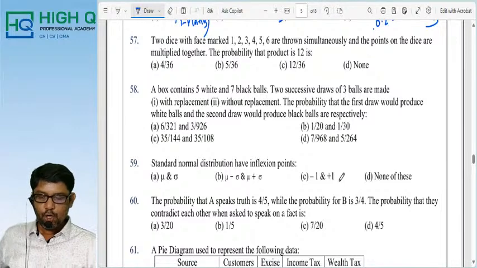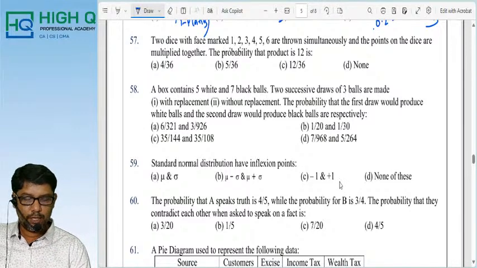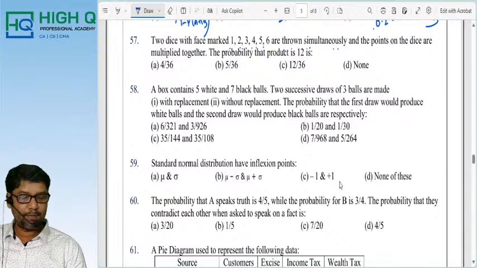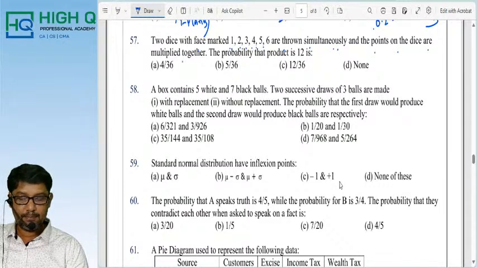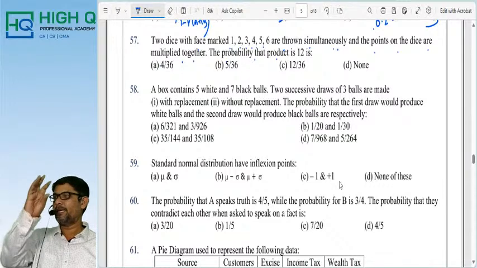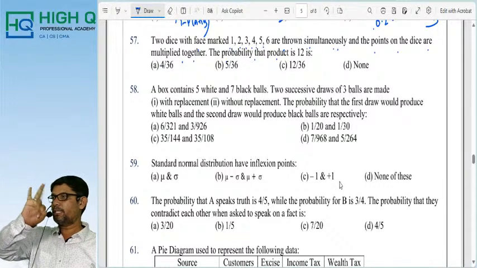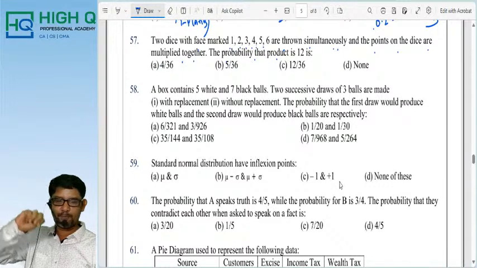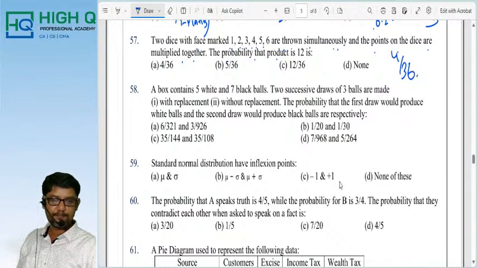Next, 2 dice with face marks 1, 2, 3, 4, 5, 6 are thrown simultaneously and the points on the dice are multiplied together. The probability that the product is 12. Very simple, my dear. 3, 4, 4, 3, 6, 2, 2, 6. These are the only 4 possibilities. 4 by 36.